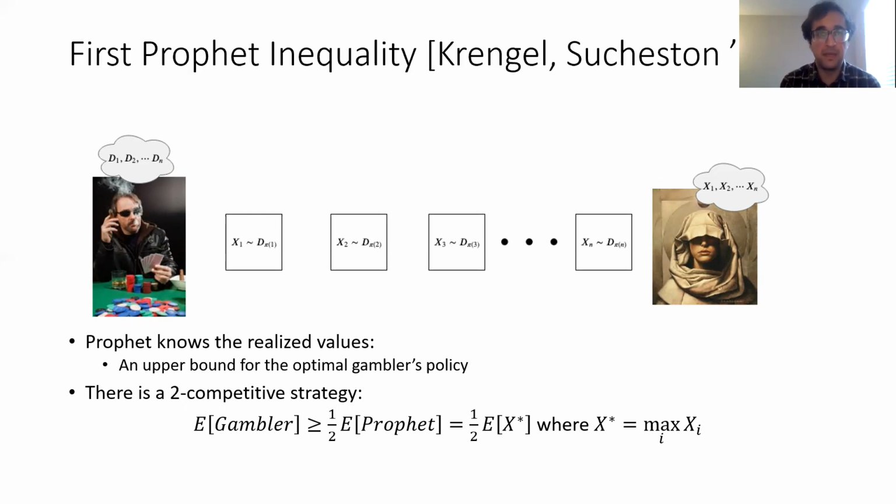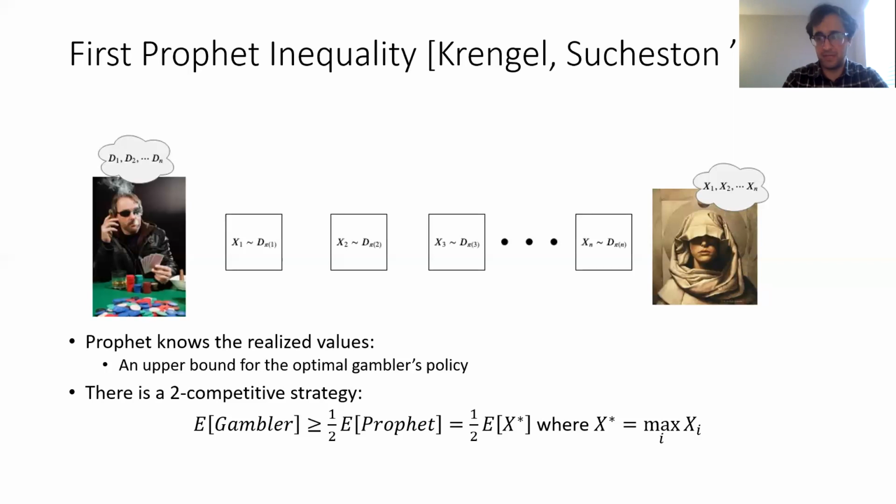And for this problem, it turns out that there is a 2-competitive strategy, which means that there is a strategy such that a gambler who follows it in expectation gets at least half of the expected value of a prophet who knows everything. This type of inequality is known as a prophet inequality. Another interpretation is that a prophet who knows everything only has a bounded advantage over a gambler who only knows distributions. So this type of inequality captures the value of information as well.